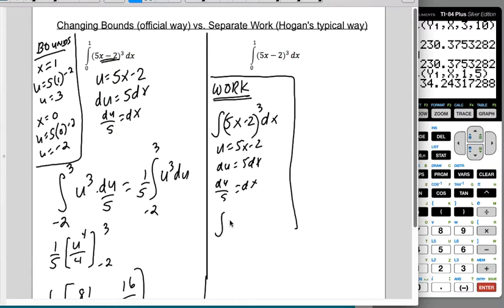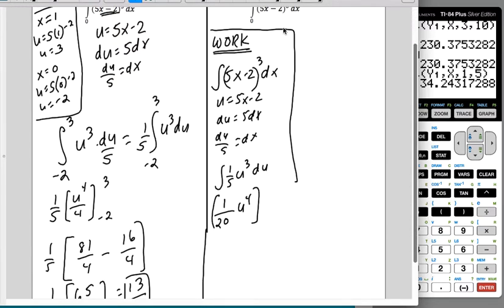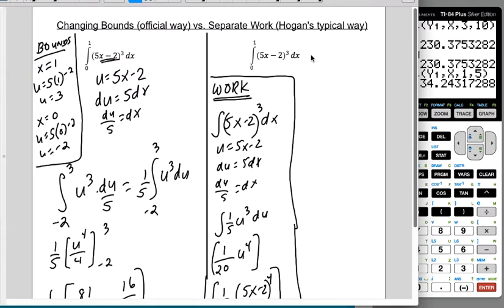So I get that this is the integral of 1/5 u to the 3rd du, right? When I up the power by 1 and divide by the new power, I end up getting essentially 1/20th u to the 4th. And I don't bother with the plus c because I'm cheating and I know there are bounds. So I get that this is 1/20th (5x minus 2) to the 4th, and that's what I plug in at the top. So I do all that work, and then I say, cool, this is this from 0 to 1.